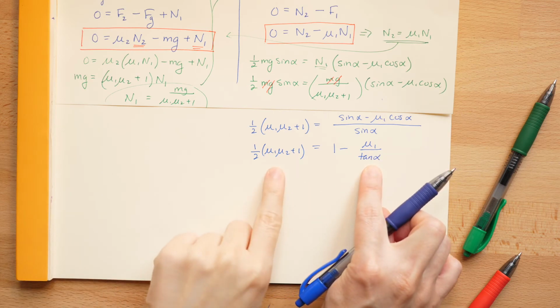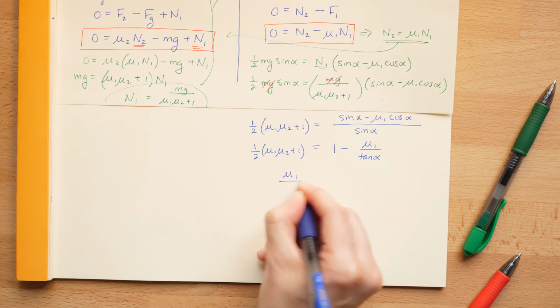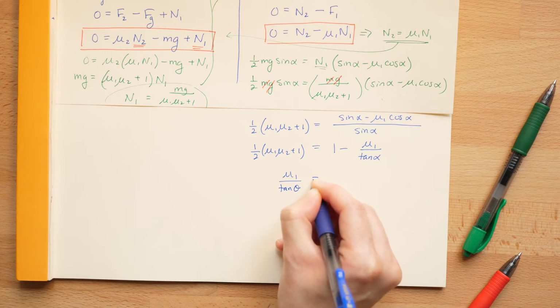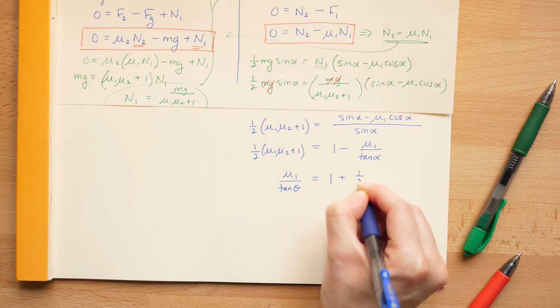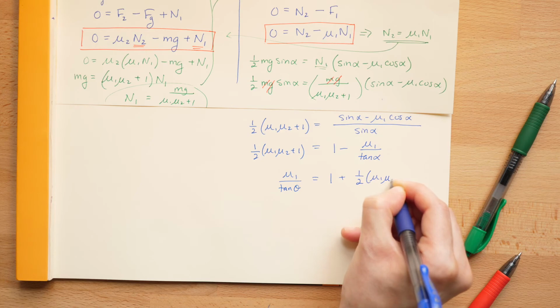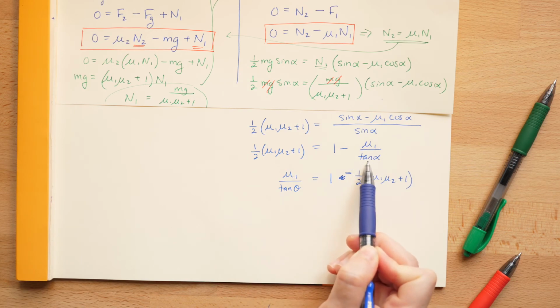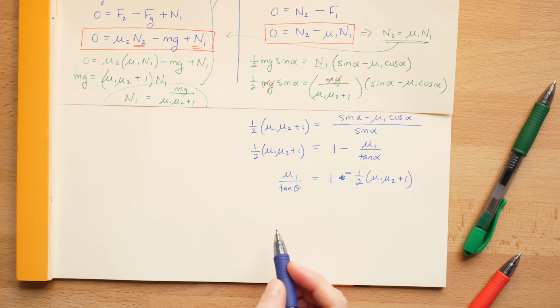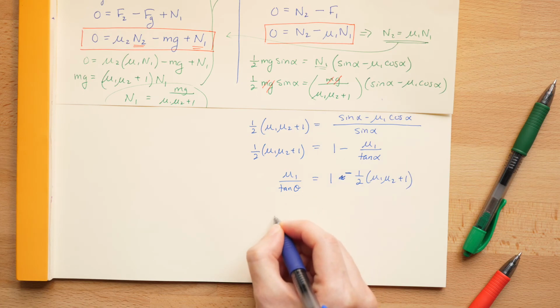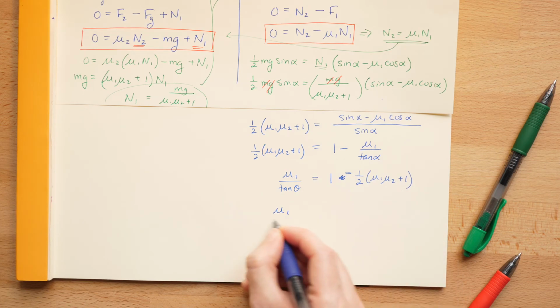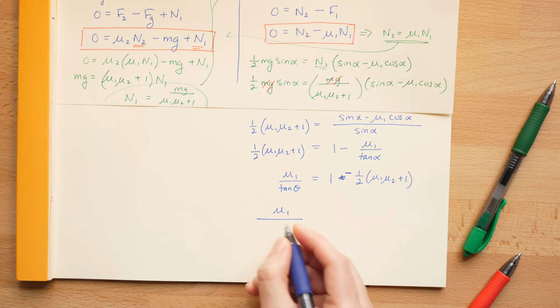So I'll switch this term with this term. And this should be negative here. Okay, so I just added this to both sides and subtracted this from both sides. And now we just flip it around. So mu1, we're going to divide both sides by this and multiply both sides by tan alpha.